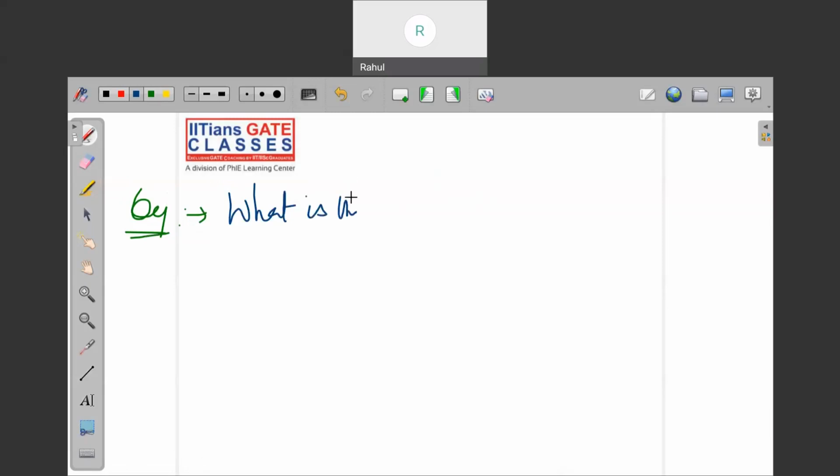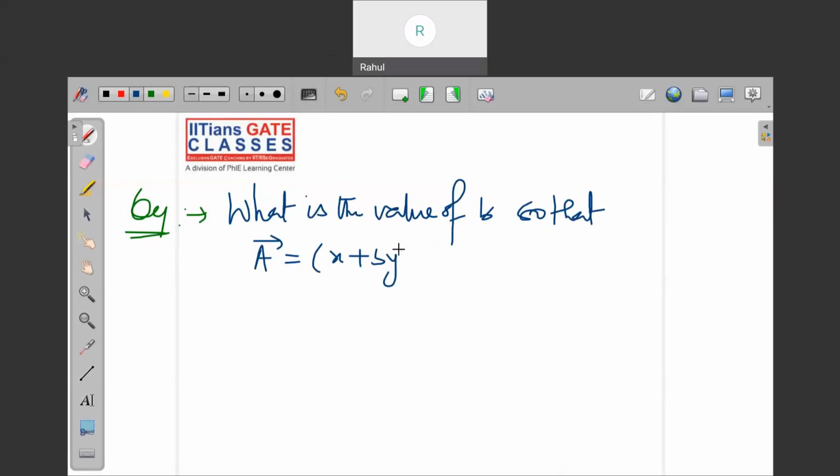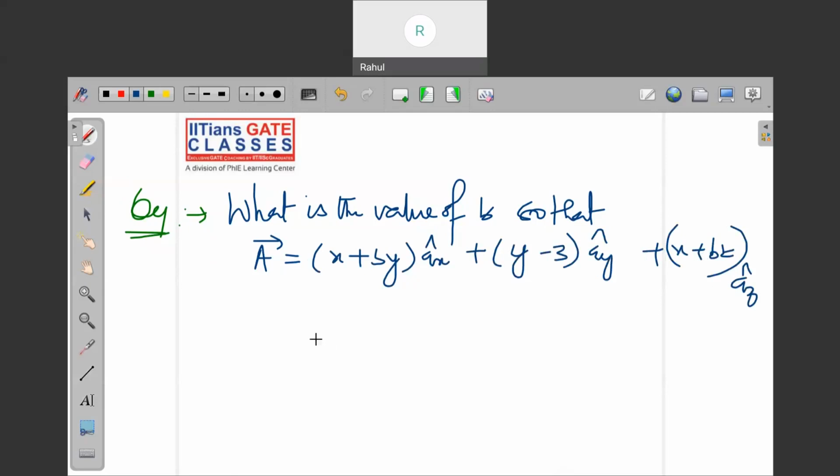So what is the value of B so that the vector A equal to (x plus 3y) ax cap plus (by minus 3) ay cap plus (x plus bz) az cap is solenoidal?